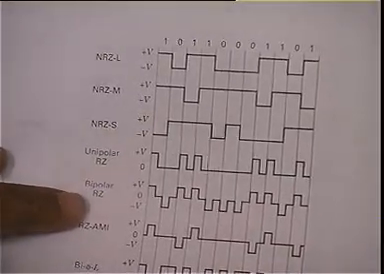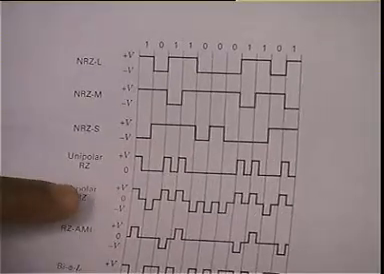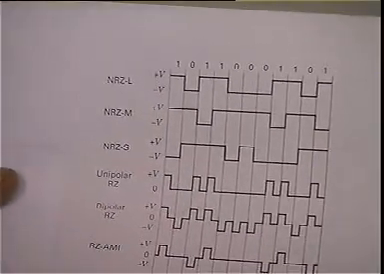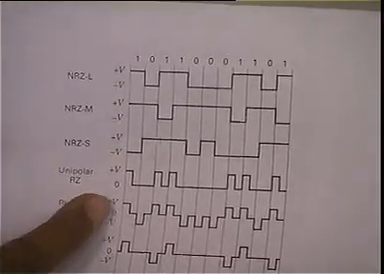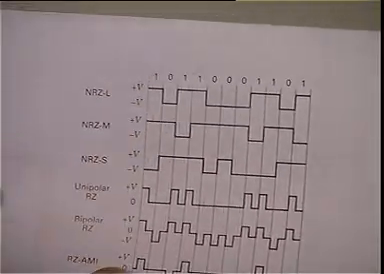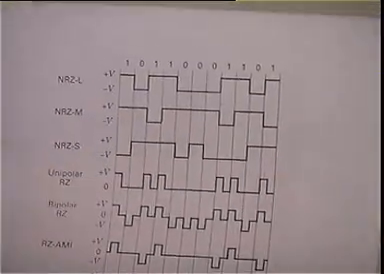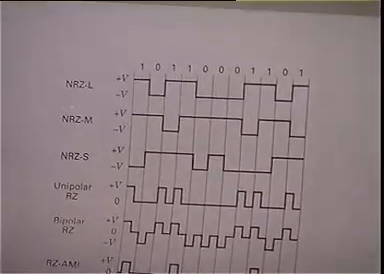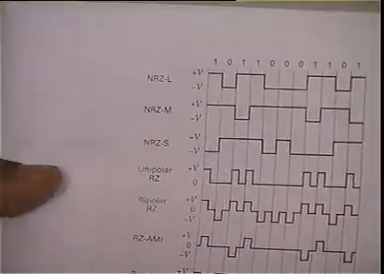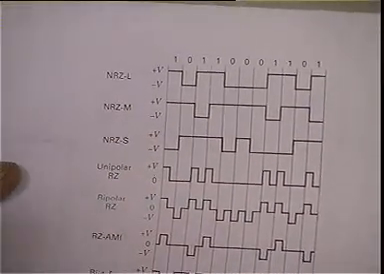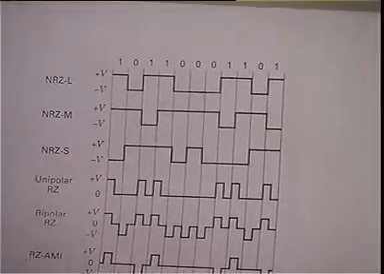Bipolar RZ. Now there are two polarities here, +V and -V. Here what I do is, I again occupy only one half of the bit period. I signal a 1 with a positive voltage, I signal a 0 with a negative voltage. Accordingly, I occupy the first half of the bit period. So I signal a 1 with a positive voltage, which occupies only half the bit period, and I signal a 0, which is indicated by a negative voltage. Again, it occupies only half the bit period.